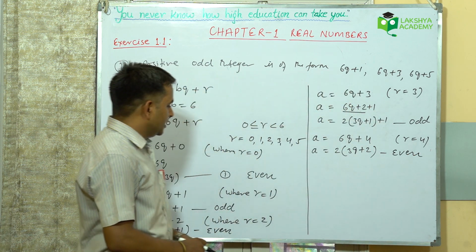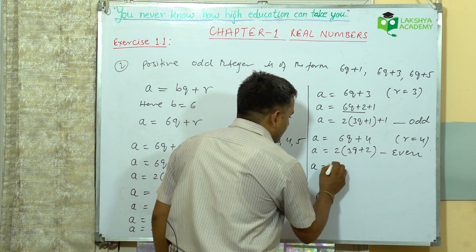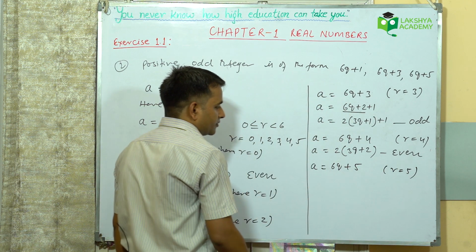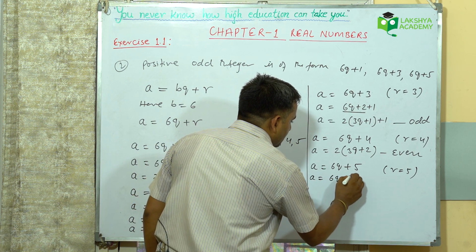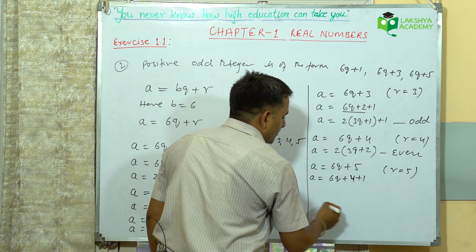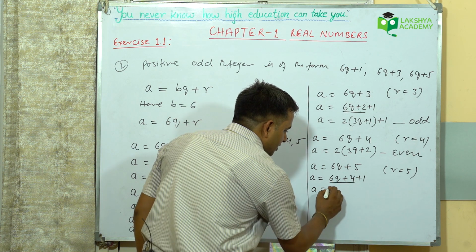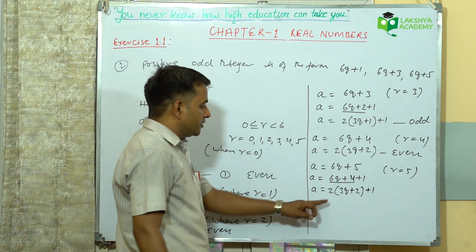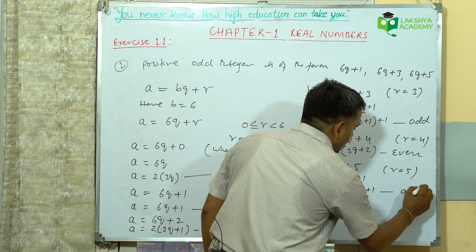Now coming to the last one, when we are having remainder as 5. So the same expression will change, a equals 6q plus 5, taking r equals 5. Again we can break it. So a equals 6q plus 4 plus 1. We can write 5 in the form of 4 plus 1. Therefore a equals, taking 2 as common in this, we are getting 2 times (3q plus 2) plus 1. So this is divisible by 2, but again this is plus 1, so it is an odd expression for us.